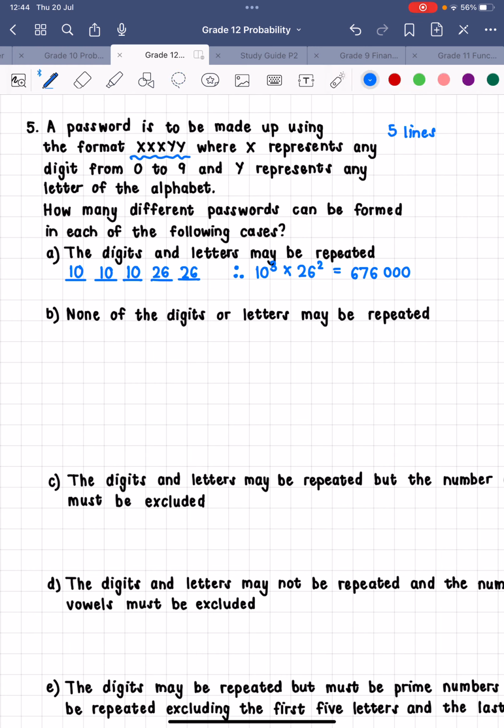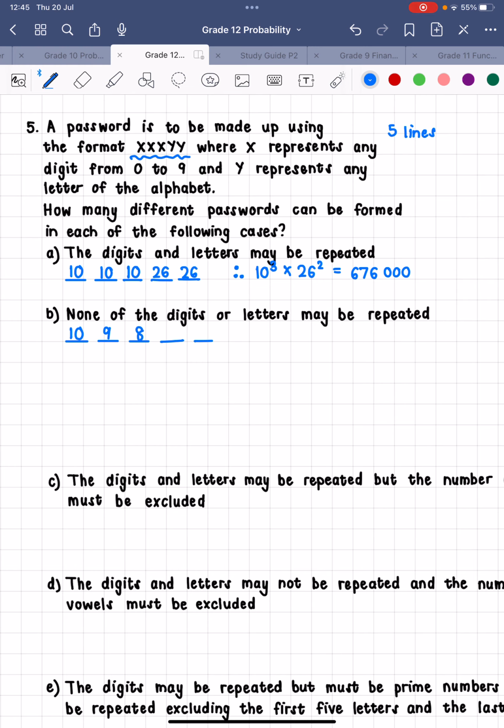Okay. Alright, for the next one, again, 5 lines, please. 1, 2, 3 for the numbers. And then 1, 2 for the letters. But now they're saying that none of the digits or letters may be repeated. So now if we're using a 0 for the first number, we can't use that 0 again. Alright, so now we have 10 options for the first one. How many options for the next one? 9. Good, because we can't use the same number that we started with. And now we have 2 numbers already, so now we only have 8 to choose from.